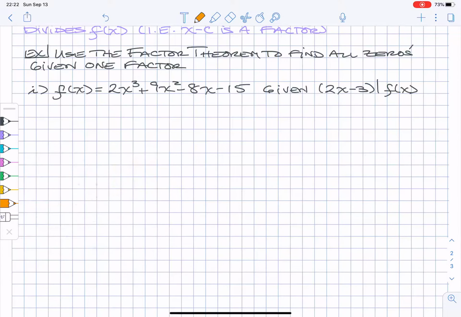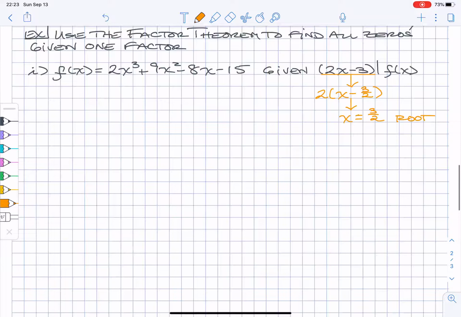Well, if 2x minus 3 divides, remember, this is sneaky. It's got a coefficient. Let's factor out the 2. So this will be x minus 3 divided by 2, which means that x equals positive 3 halves is the root. However, we have to be very careful because we have this extra 2 on the outside, so we have to remember that. So let's put 3 halves in our upside down division symbol.